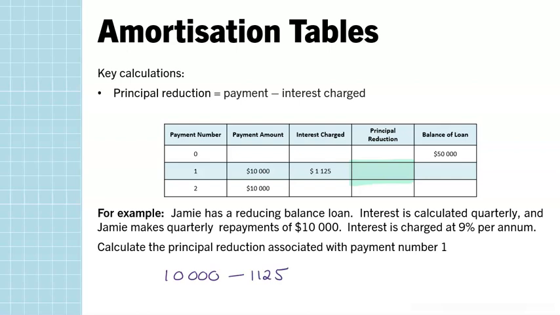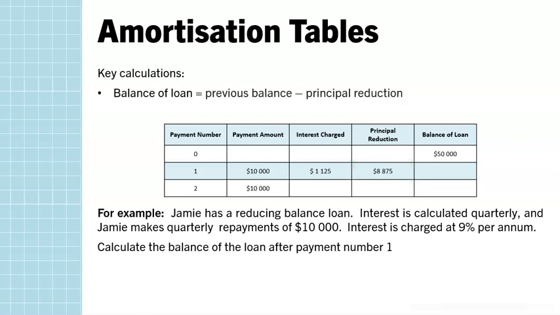$1,125 went towards paying the interest that was charged. And so that leaves us with $8,875. So that principal reduction, $8,875, is what we would actually be able to take off the balance of the loan. Okay, so that third and final step for our amortisation table is finding the balance of the loan. Each time we're taking the previous balance, the one directly above, and then we're going to subtract the principal reduction that we've just identified, so 8875.